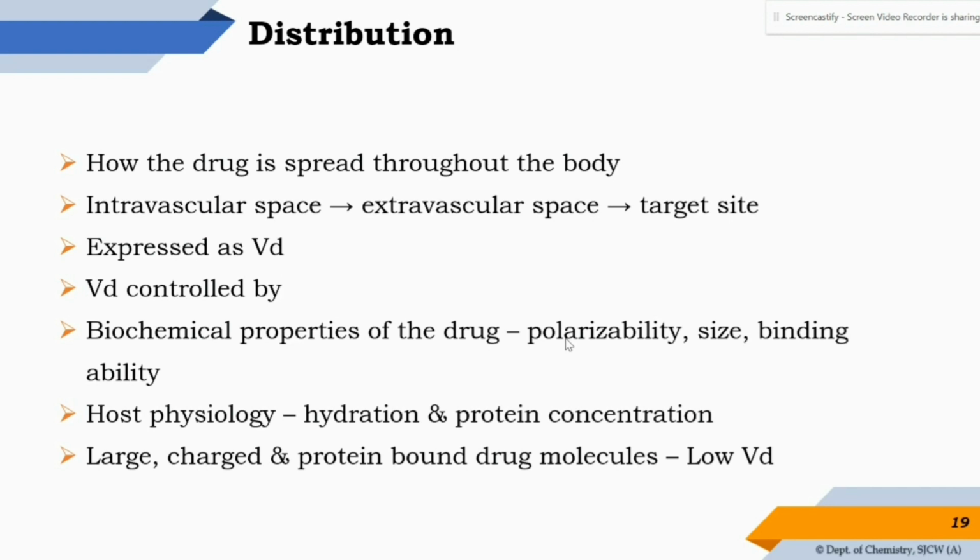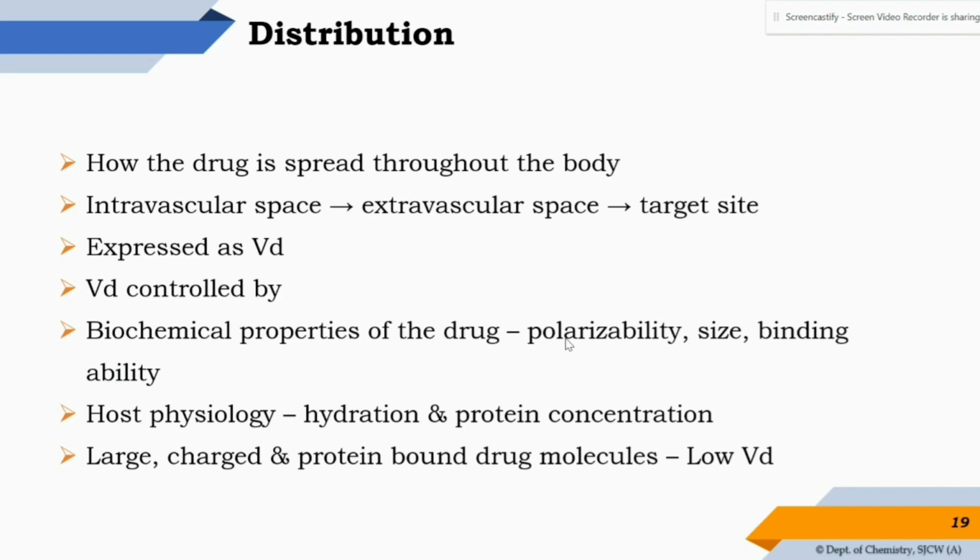The other type of factors pertain to the host physiology: how much water is there, what is the hydration status, what is the protein concentration. There is a problem with protein concentration in blood. If the particular drug is a protein binding drug, it prefers to bind to a protein, then it is very difficult for the drug to travel from inside the blood vessel to outside. Large, charged and protein bound drug molecules will have low volume of distribution. That means if the drug molecule is large, or if it is carrying some charge, positive or negative, or it is bound to the protein.